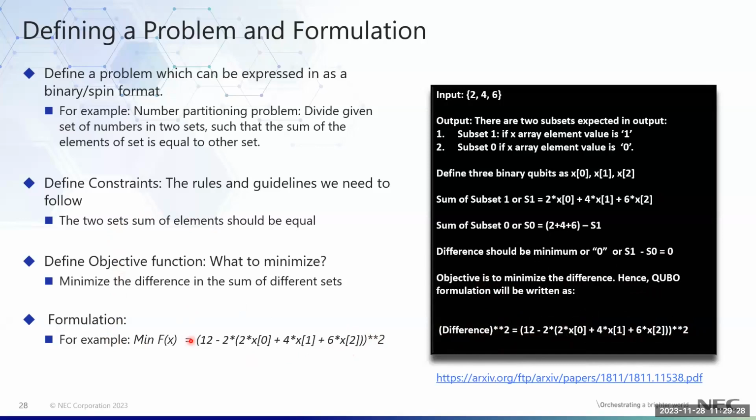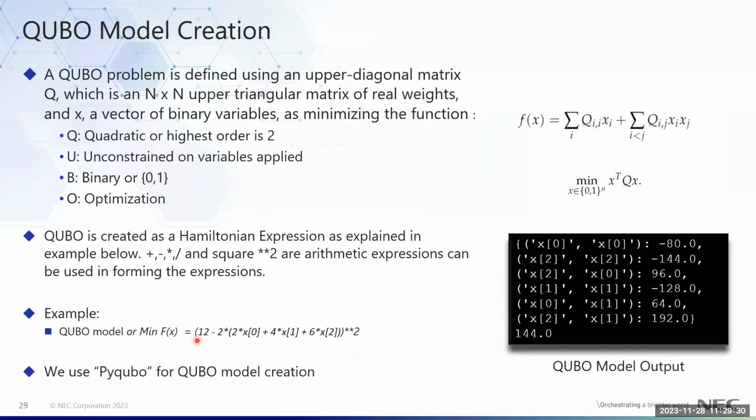How do we put it in code now? QUBO, we've already gone through it. It's created as a Hamiltonian expression. And in this case, this is how our QUBO looks. And we use PyQUBO, so we don't have to code for it. We will just call the PyQUBO library, and we'll have our QUBO in place.